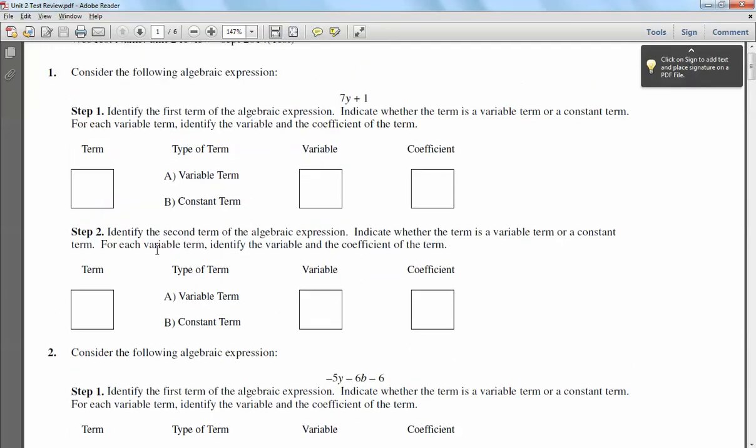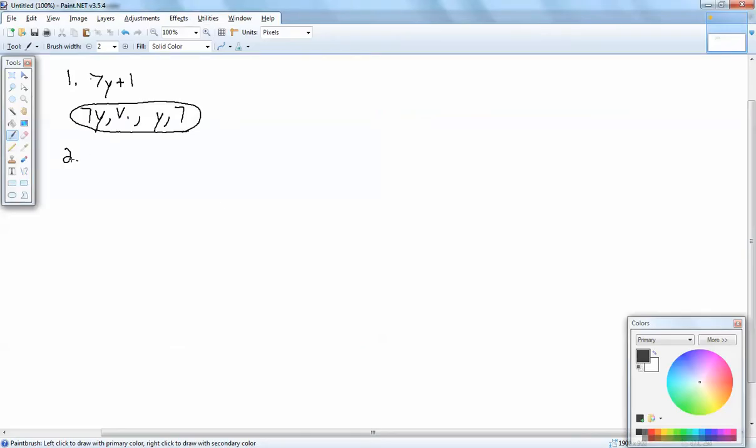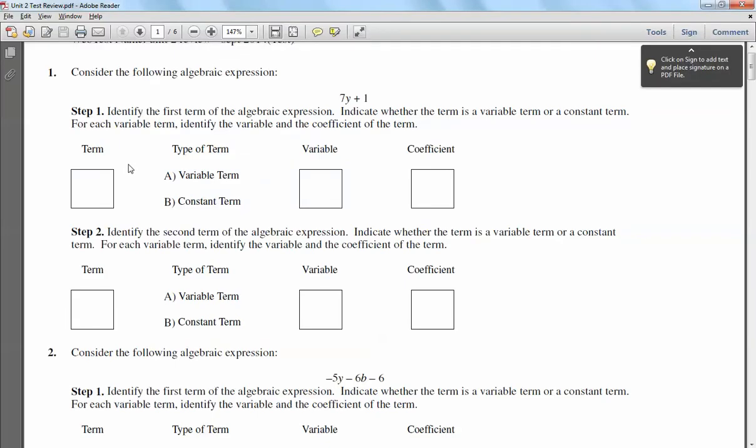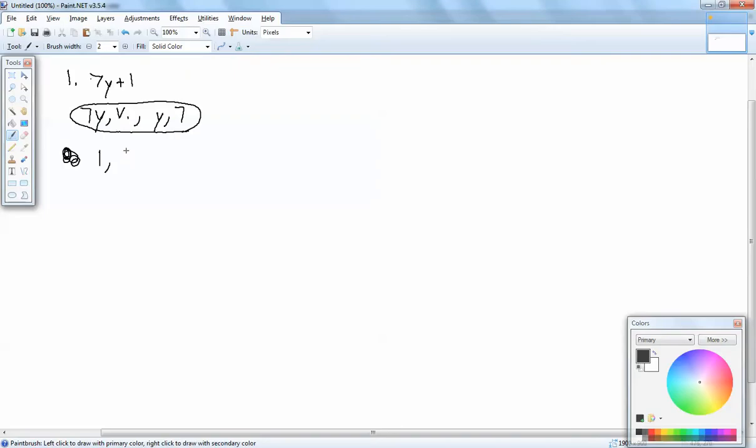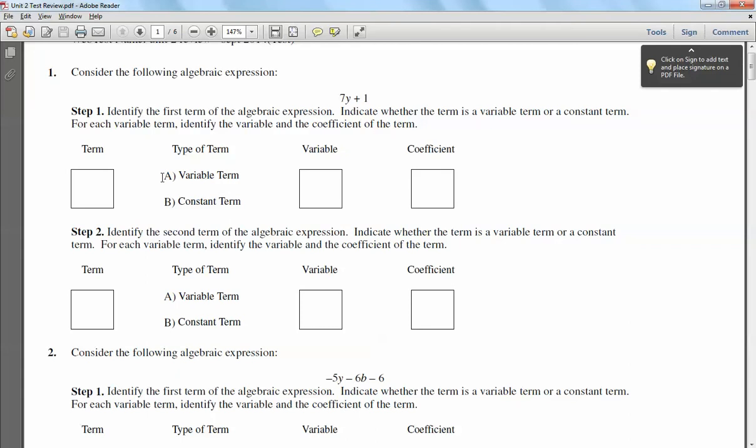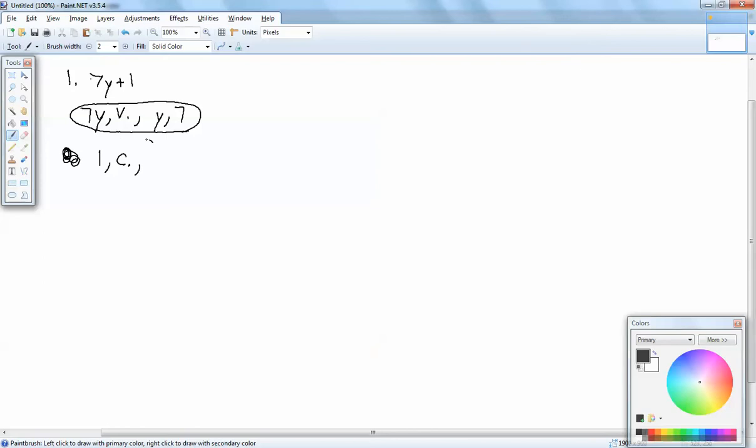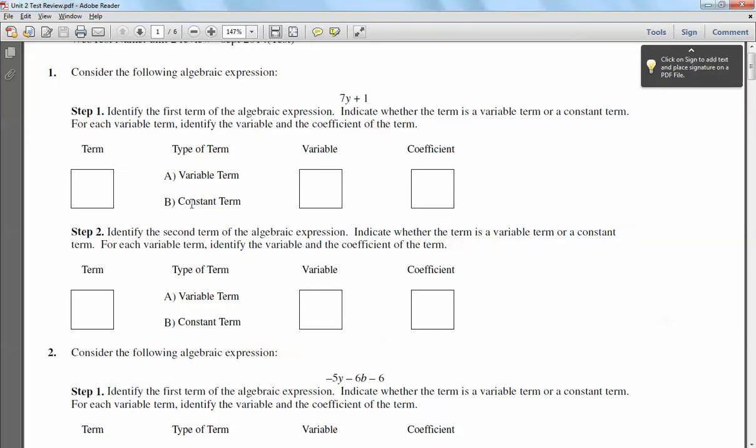Okay, step 2. I didn't read it fully. Identify the second term. Well, the second term is 1. Then it says indicate whether the term is a variable term or constant term. Well, it's a constant term. It doesn't have a variable on it. So I'll put C for constant. For each variable term, identify the variable and coefficient. Well, this isn't a variable term, so we don't need to worry about that. So that's part B, I guess.